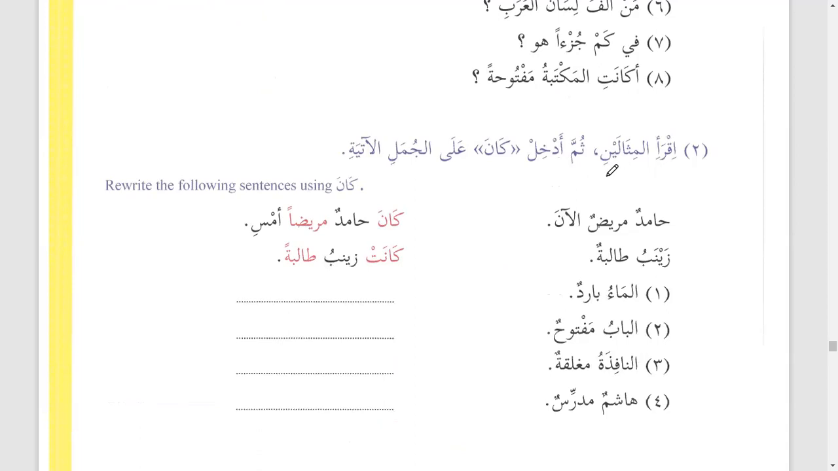اقرأ المثالين. Read two examples. ثم أدخل كان على الجمل الآتية. Then enter kana into the following sentences. Adkhil we have discussed many times. It is also the fourth form of the verb. أدخل يدخل إدخالا, to enter something into something. So what we are doing now, we have to enter kana into the following sentences. Adkhil is fi'l al-amr, and iqra is also fi'l al-amr. And when we connect sakin with al, we connect it with kasra. We have discussed this many times. So it will be iqra al-mithalaini. Why not mithalani?